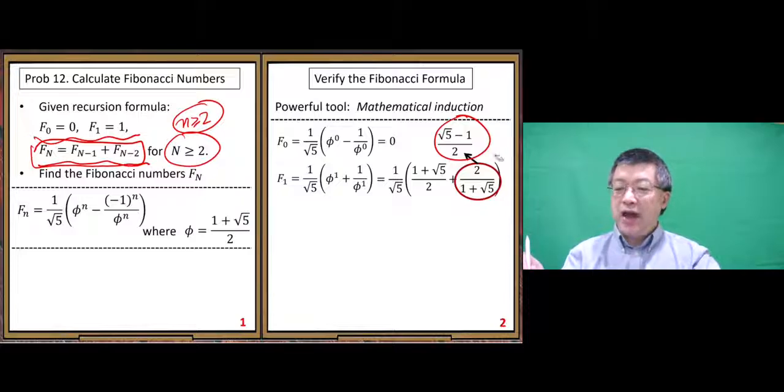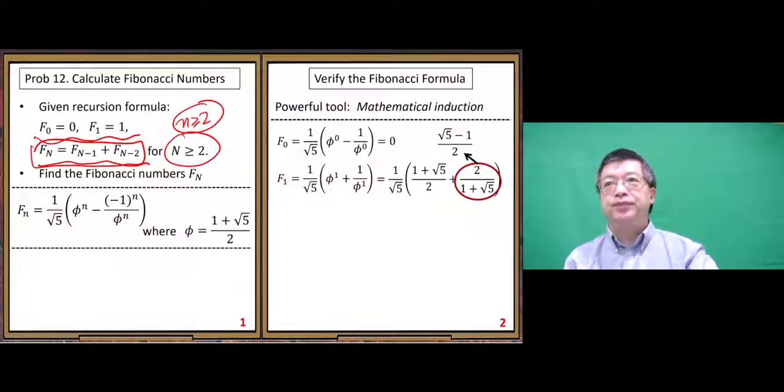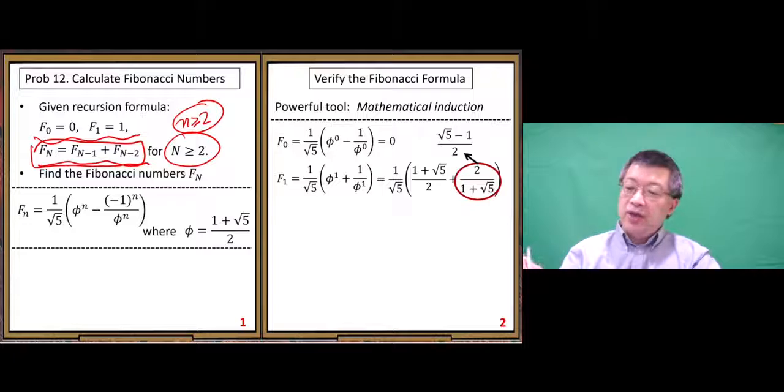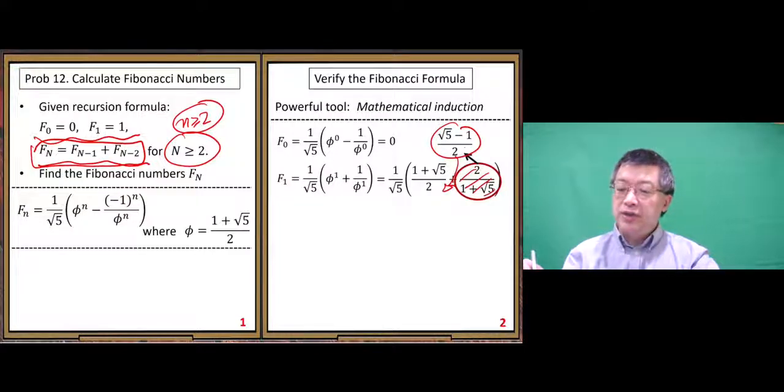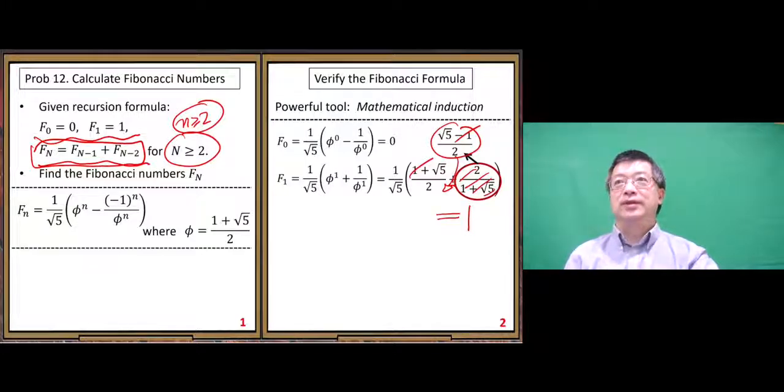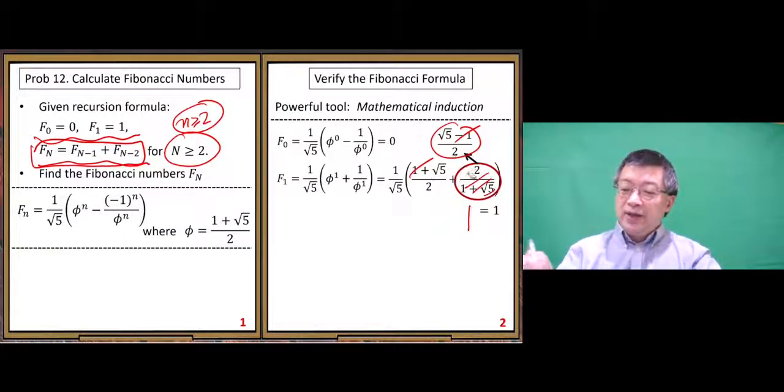So here we use that. I'll show you the details. When you replace the circle by this new expression, you can see minus 1 plus 1 cancel out. Root 5 twice, then twice you can cancel out that 2. So root 5, another cancellation, you get 1. So you verify the first two.